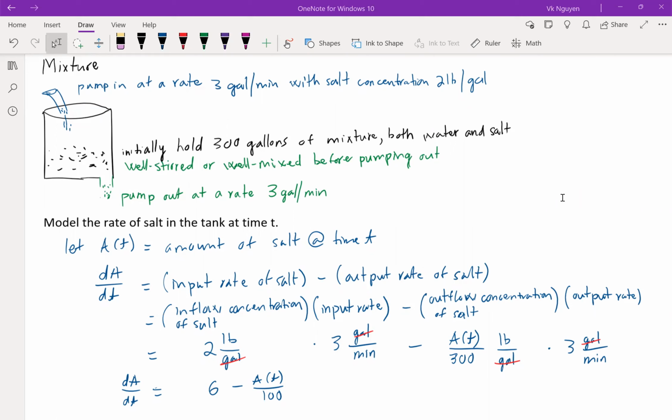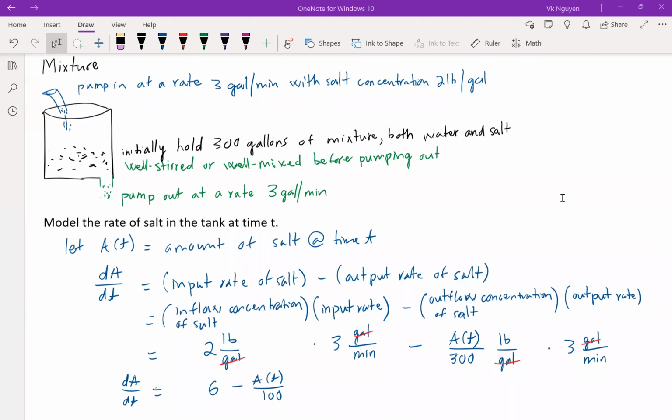So in section 9.1, we let A(t) be the amount of salt at time t. Then the rate of salt in the tank at time t is dA over dt, and that is the input rate of salt minus the output rate of salt. Input rate of salt is the inflow concentration of salt multiplied by the input rate, which is 2 pounds per gallon times 3 gallons per minute.